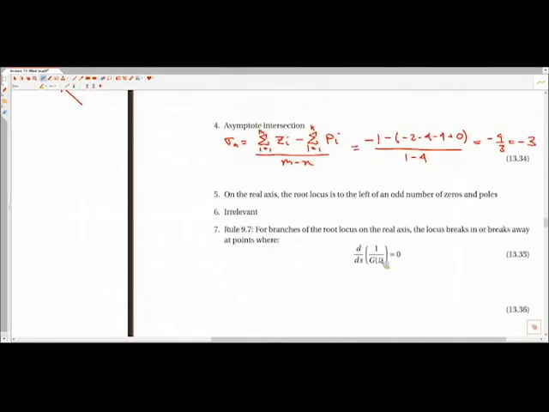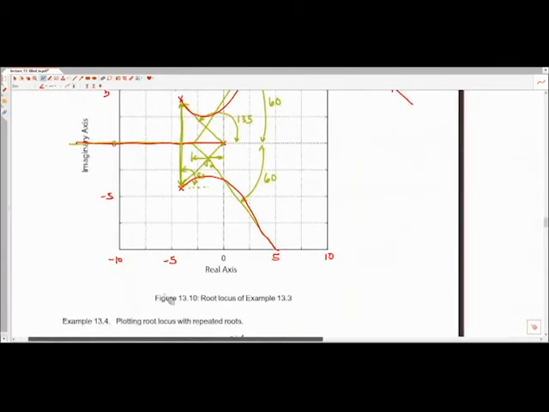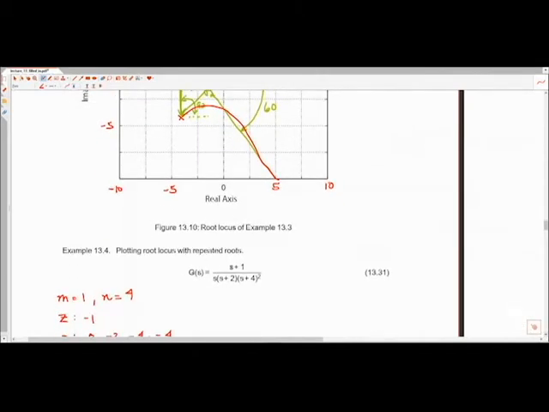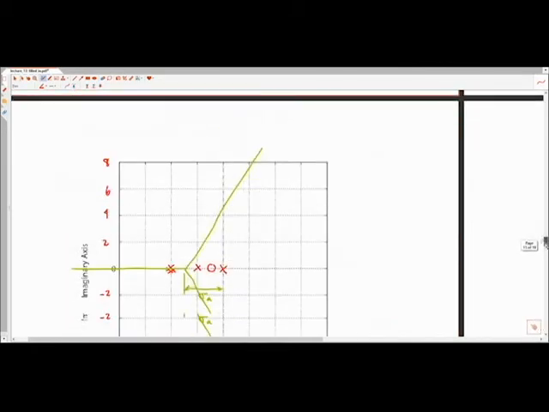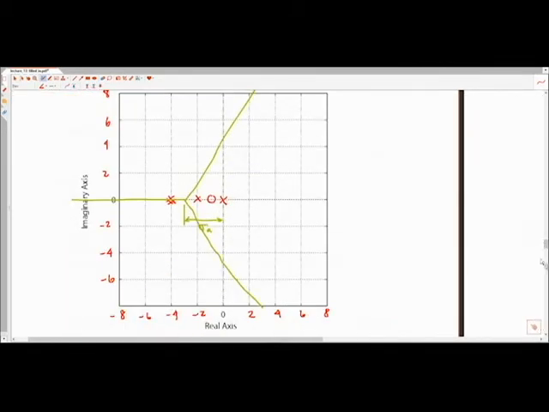Okay, so rule 5 is this: on the real axis, the root locus is to the left of an odd number of poles and zeros. Following this rule, I said before on Friday, I find it easiest to work from right to left. In this region, we are to the left of 0 poles and zeros, so there's nothing to the right of us. 0 is an even number, so the root locus does not exist here.